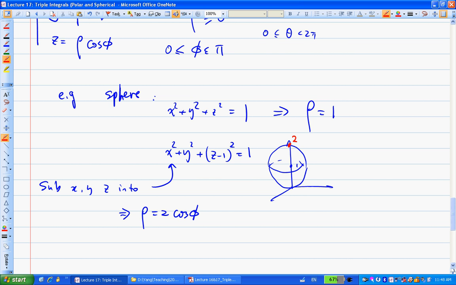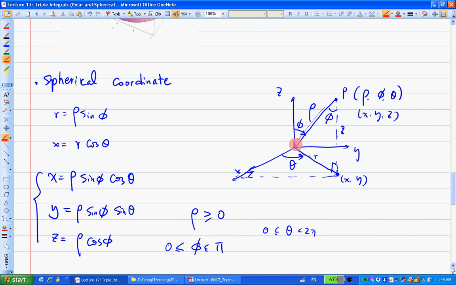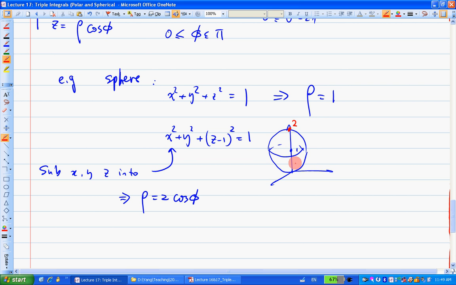Then I'm going to look at the relationship of rho and phi to see if that makes sense. Remember how phi is defined? Phi is the angle between the z-axis and the line that you draw here. Coming back to this drawing, not a very good drawing, I'm going to draw a line starting from here to anywhere on the surface of the sphere, up to here. To make it simpler, maybe this is in the z-y plane.